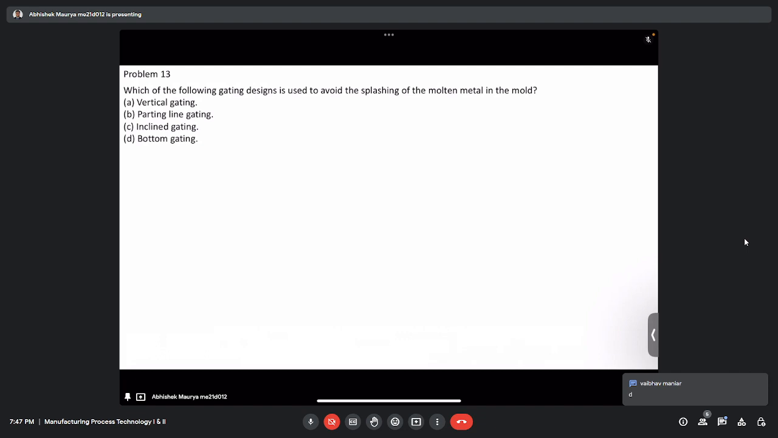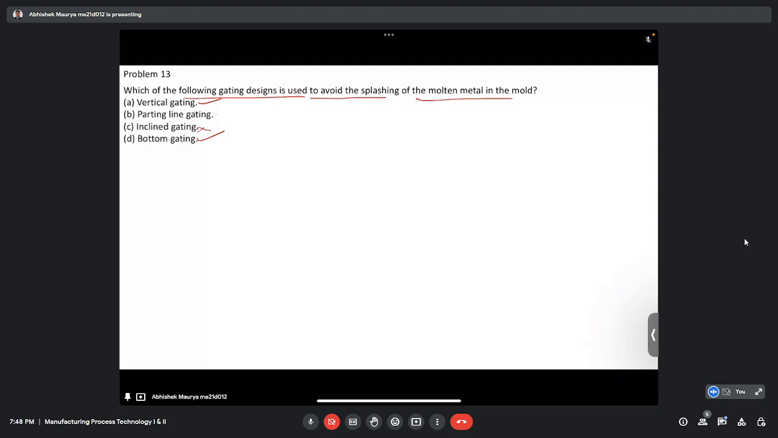Okay, so which of the following gating systems is used to avoid the splashing of molten metal in the mold? We have already learned vertical gating and bottom gating. I will again tell about the parting line gating, and there is no type of inclined gating, so it is not correct anyway. So we have studied these two, and similar to that, we will learn the parting line gating.